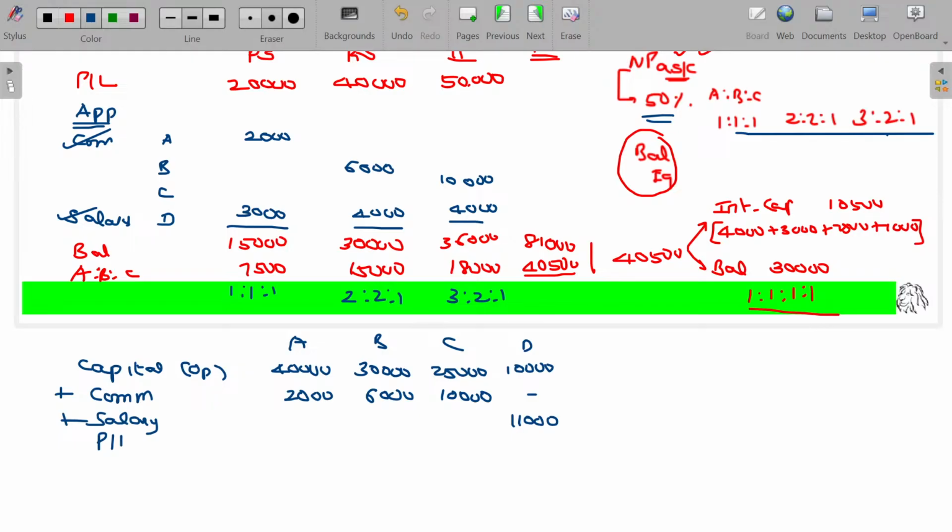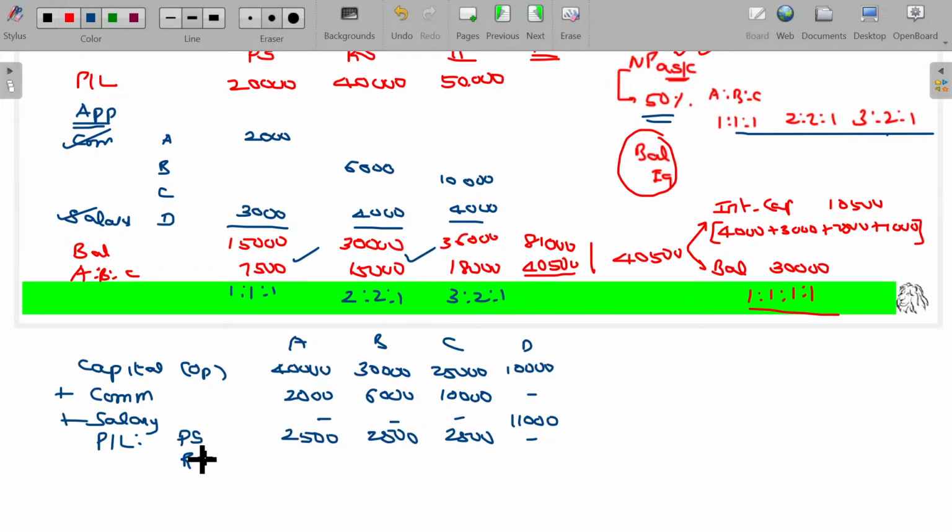Apart from that, profit or loss. Divisional profit and loss, first of all. For the PS department, the profit being 7,500 should be equally shared. A gets 2,500, B gets 2,500, C gets 2,500. Of course, nothing is for D.